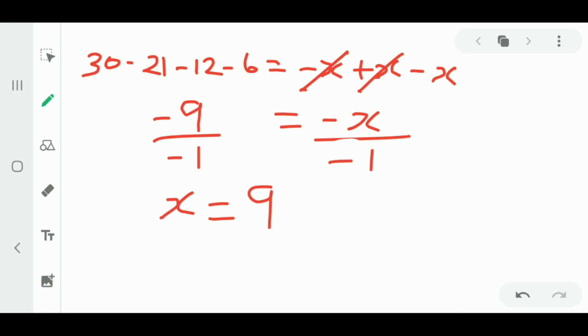So now that we know what X is, that means we know what the intersection is. So the number of students that like both English and French is equal to 9.